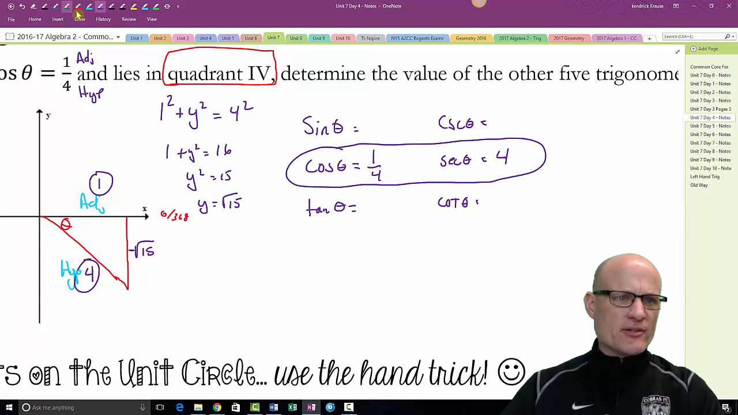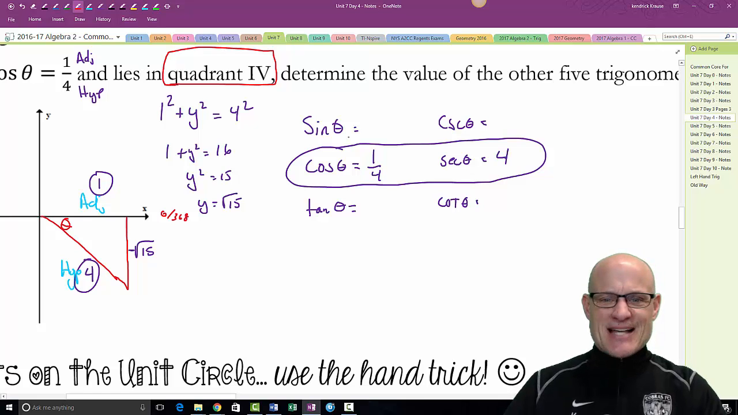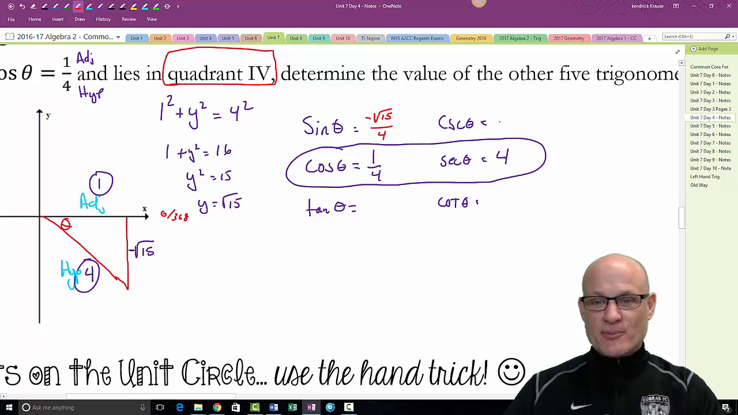All right, so let's do this. Sine is opposite over hypotenuse. Negative radical 15 over 4. Well, the reciprocal of that is sort of a pain in the neck. It's going to be negative 4 over radical 15. I just don't like putting negatives in the denominator.